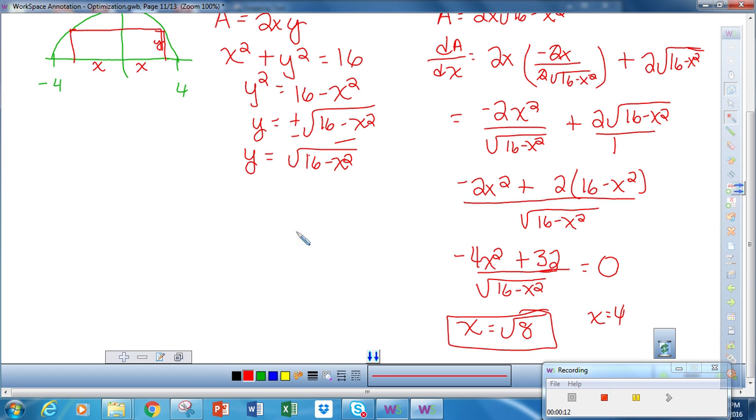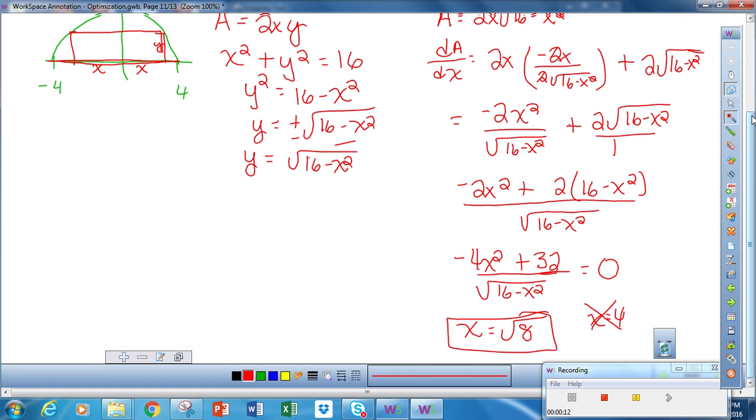How do I know my answer is not x equals 4? Well, if the length was 4, it wouldn't be a rectangle, it would just be a line, because I couldn't have any height and still be inscribed in that circle. So x equals 4 is outside of the domain. So I'm going to say that x is equal to the square root of 8.